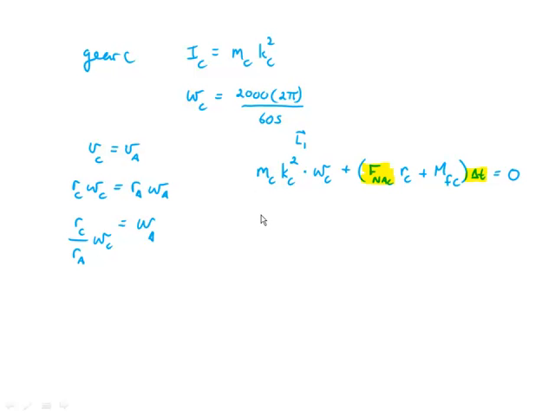And then as I look at gear A, I get the mass of A times the radius of gyration of A squared, which I know, times omega of A, but that's the radius of C over the radius of A, times omega of C. Everything there is known, plus FNAC times the radius of A minus the frictional moment of gear A times delta T, and all of that's equal to 0. And again, in this example, I don't know FNAC and I don't know delta T. So I have my 2 equations and 2 unknowns, and they're all linear, and that can be solved pretty straightforward.